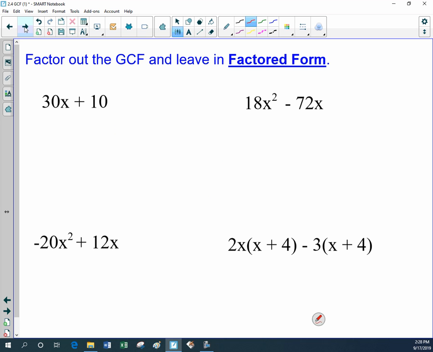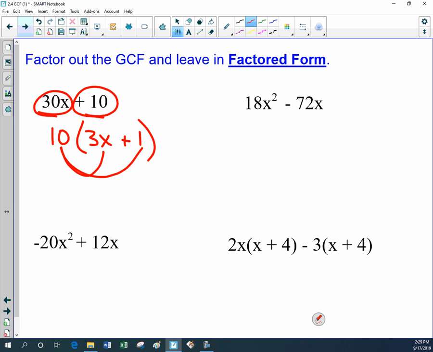Okay, so here's some practice problems for us. The first example, we have 30x plus 10. The greatest common factor of those two terms is 10, so I'm going to factor 10 out of each of those two terms. Well, 10 times 3x is 30x, and then 10 times 1 gives me 10. Again, 10 times 3x is 30x, and 10 times 1 is 10.